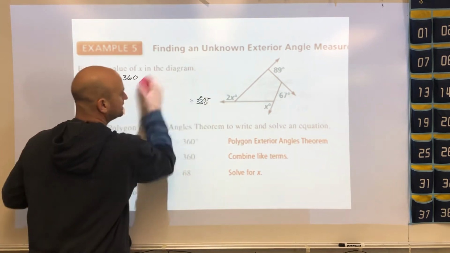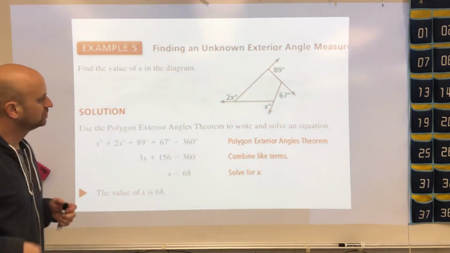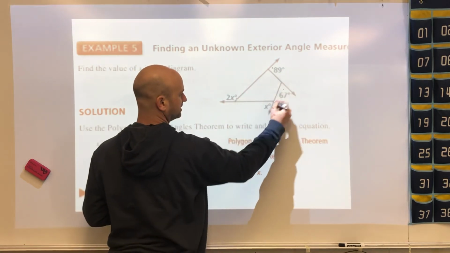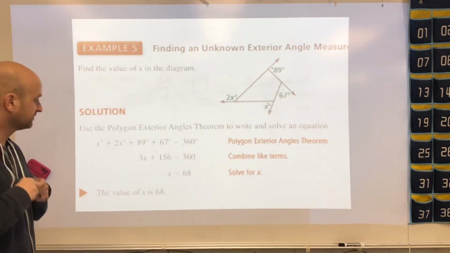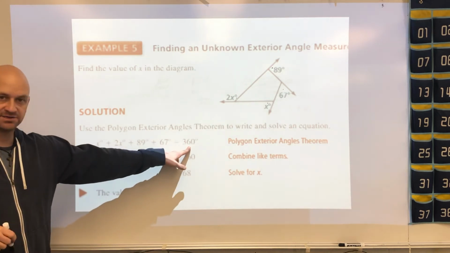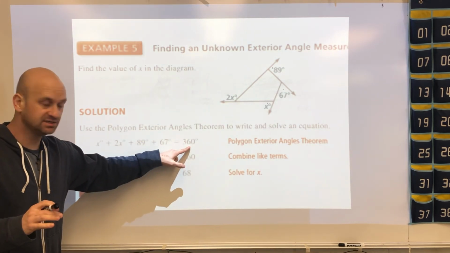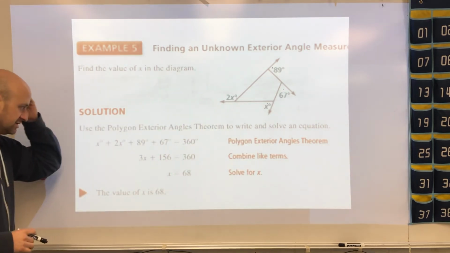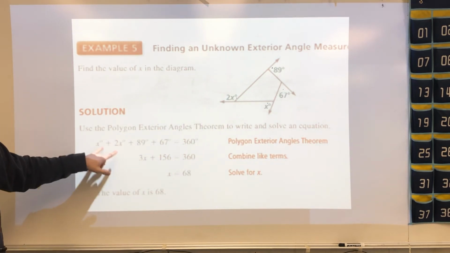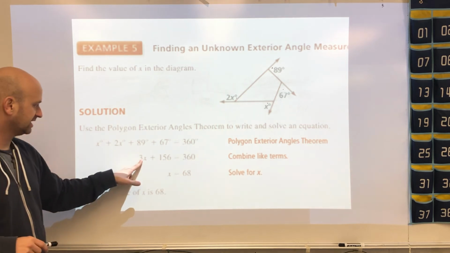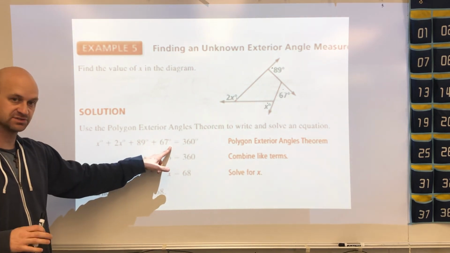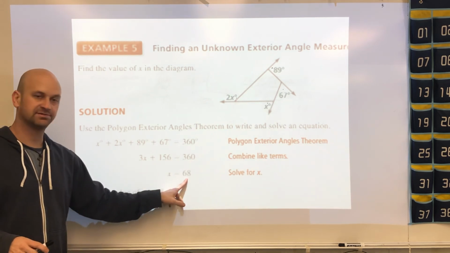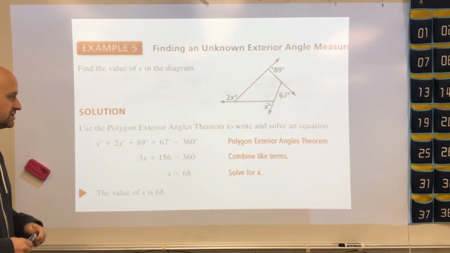All right, so let's take a look at this problem. How many exterior angles do we have? We have 1, 2, 3, and 4. So if we add up those 4 angles, they need to add up to 360. Why 360? Because the exterior angles add up to 360 degrees. All right, so we combine like terms, we get 3x, we combine the values of just the numbers, we get 156. Subtract, divide by 3, we get x equaling 68.